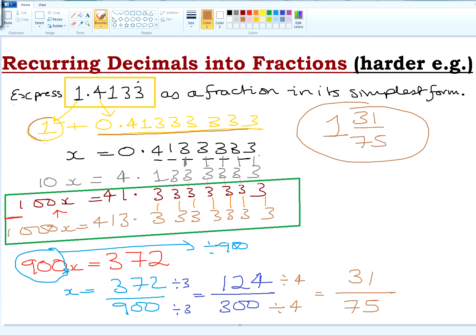Remember here was the 1 originally. And that 1 is over here. And the 31 over 75 is here, now over there. I'll be happy with that example. Okay, that's as hard as it'll get for that kind of question. So a little bit more playing about with the numbers and combining whole numbers back with the fraction numbers, giving mixed fraction answers.